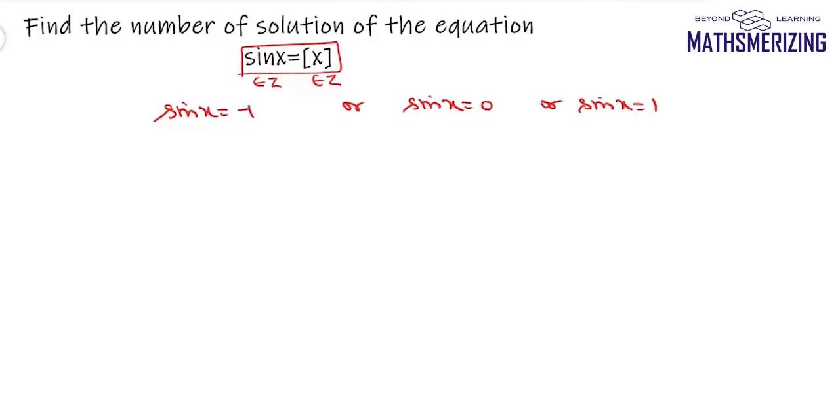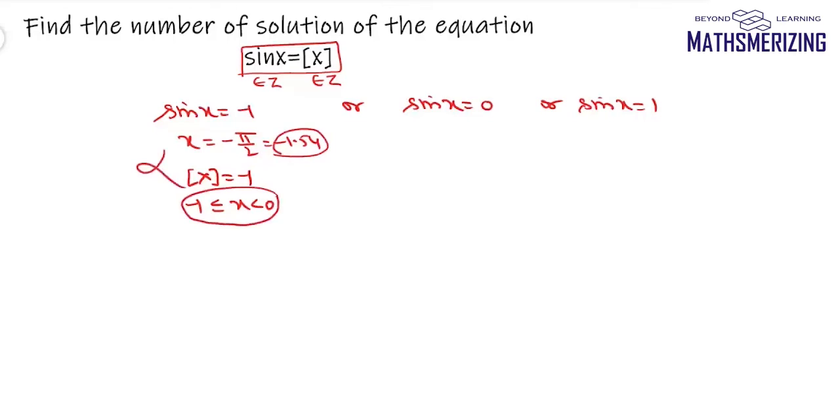Now, when the value of sin x is -1, the value of x is minus pi by 2, which is minus 1.54. And if I take the greatest integer function of x to also be -1, then I know the value of x should lie between -1 and 0. Now, minus 1.54 doesn't lie in this interval. So there is no simultaneous solution in this case. So I won't get any solution from this.